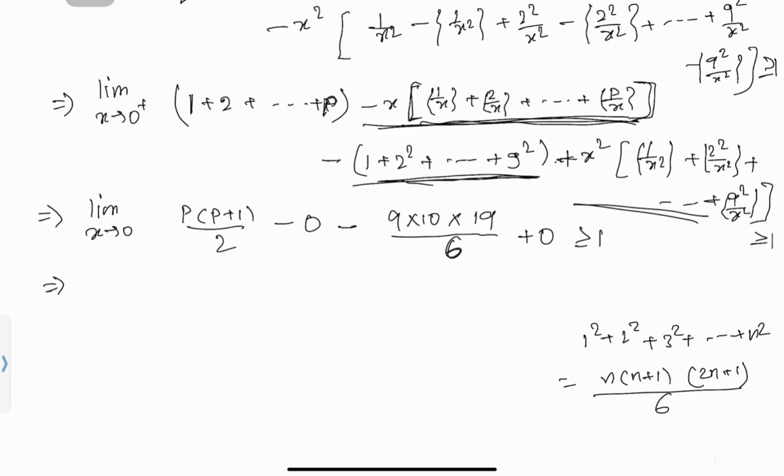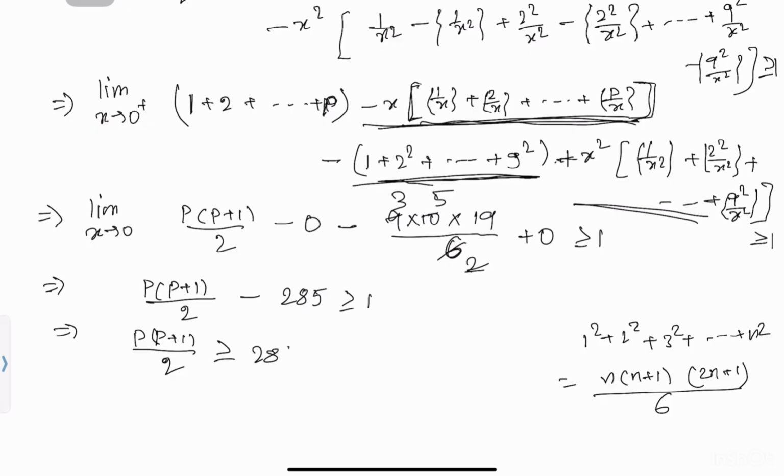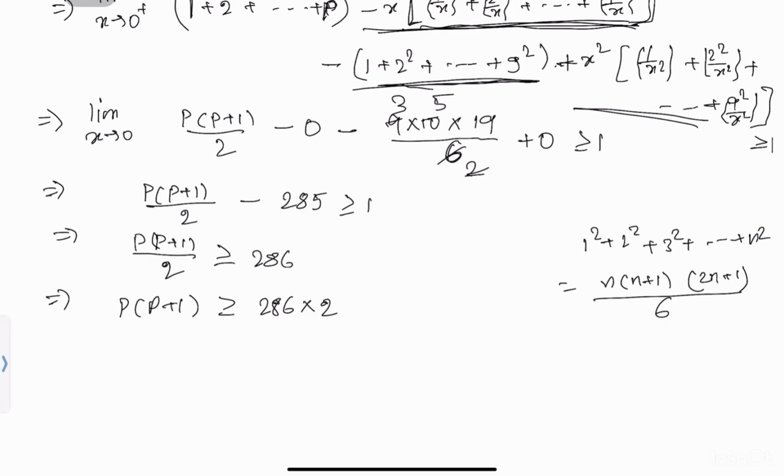After that I can write p into p plus 1 by 2 minus this, which should be cut: 3 to 6, 3 to 5, so it is 285. 5 threes are 15, and then 285 is greater than or equal to 1. So now I can write p into p plus 1 by 2 greater than or equal to 286. Clear? So from here, p into p plus 1 is greater than or equal to 286 into 2. Then I have to find the value of p. So look here, 286 into 2 I can write as 22 into 26. I can also write this. So tell me one thing, what value of p can satisfy this equation?